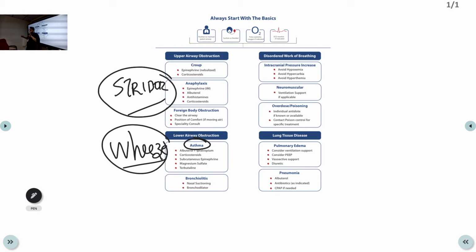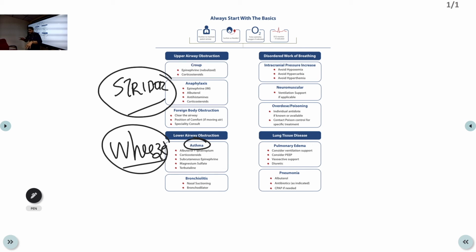So you can have 4 things. First one, upper airway, which you can identify with the help of stridor. You can have either croup, foreign body obstruction or anaphylaxis. And lower down, we have the lower respiratory tract. You have 2 common things: one is bronchiolitis and the other one is asthma. And when we come to the lung parenchymal disorders, you can have pneumonia and pulmonary edema. And disordered work of breathing can be either due to raised ICP, post seizure, or a neuromuscular dysfunction, or an overdose. So these are the common respiratory issues that you need to tackle.